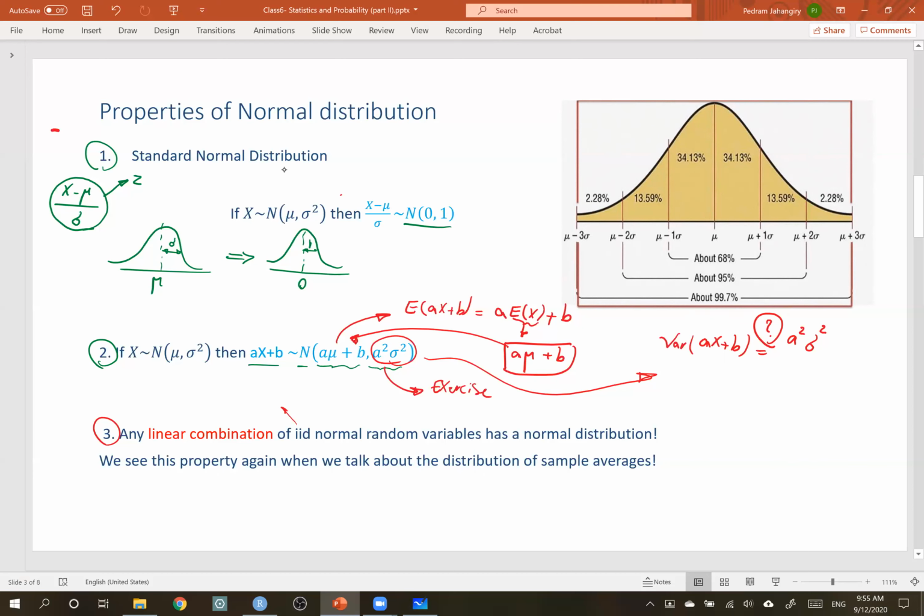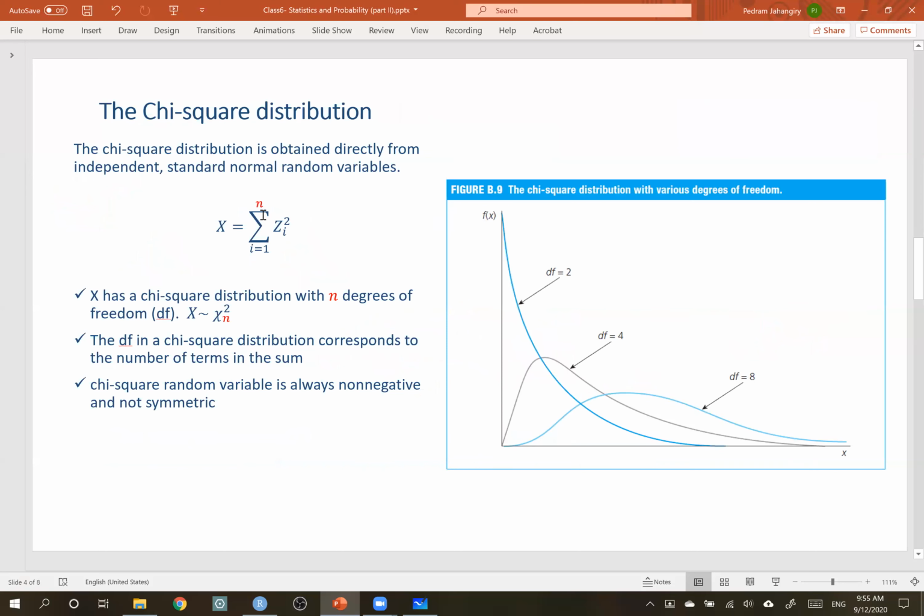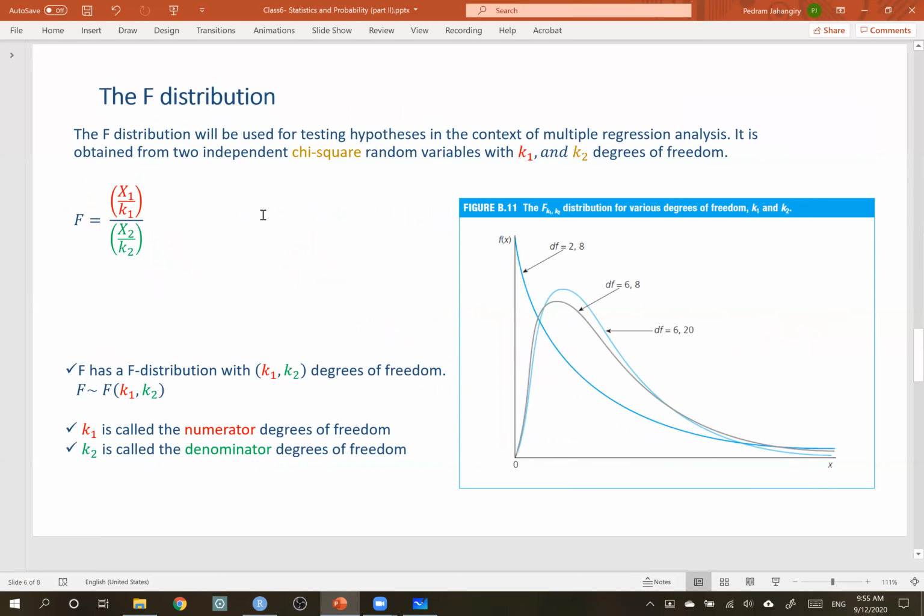And we're going to see this property again when we talk about the distribution of sample averages. So just remember that any linear combination of normal random variables is going to be normally distributed. All right. Now, the rest of the slides is going to cover the chi-square distribution, t distribution, and f distribution.